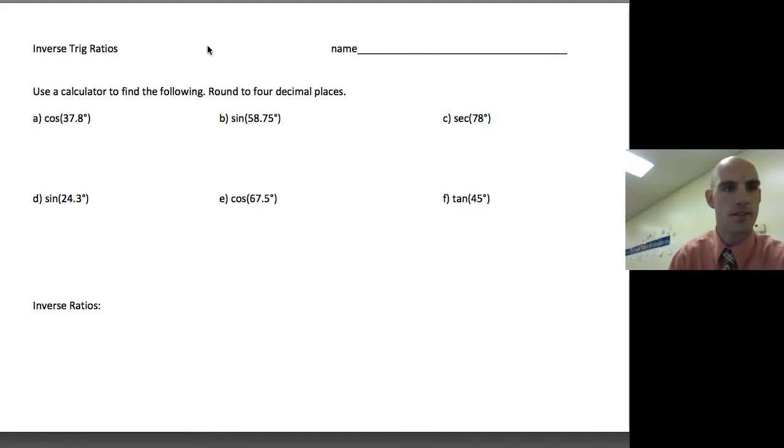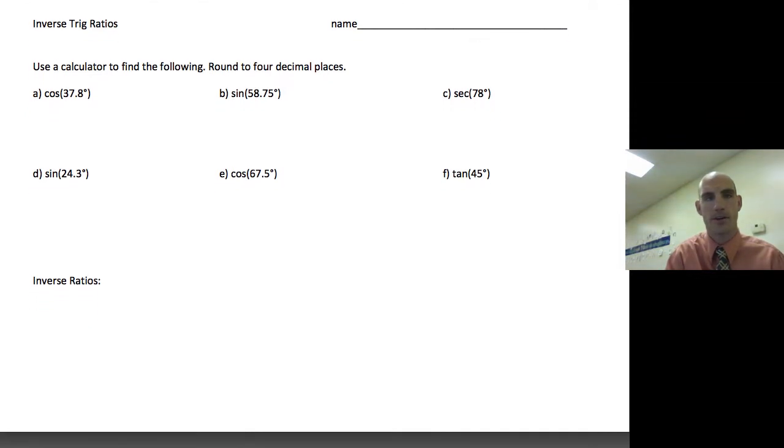Today we're going to talk about inverse trig ratios. An important point of trig ratios is having a calculator available to use in order to find these things, because you could know them, but you have to memorize all these decimals and all that kind of stuff. And so we're going to let our calculator work for us. We're going to use a calculator to find the following. You've probably done this before.